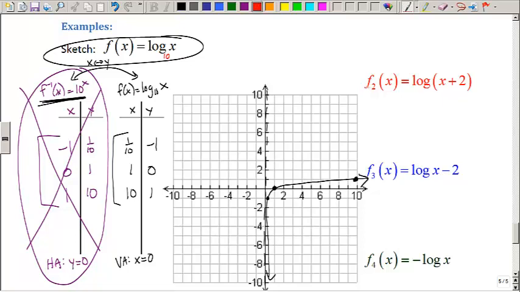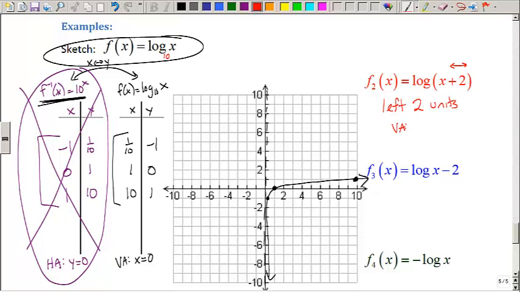On the next problem, I'm asked to graph f of x equals log of (x plus 2). Notice the x plus 2 is in parentheses. What does the plus 2 inside the parentheses do? Well, that's a horizontal shift. Plus 2 moves opposite of your intuition, left 2 units.